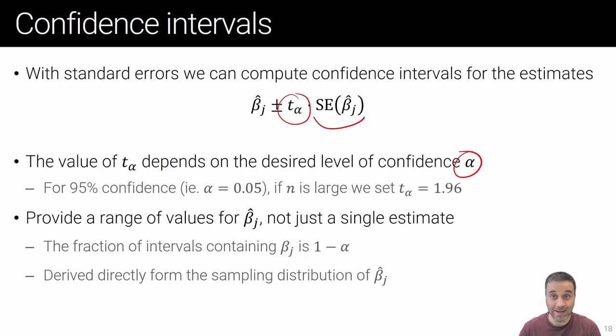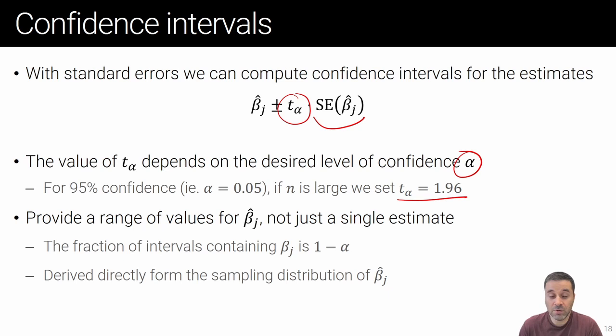So for example, if we want a 95% confidence interval, meaning alpha is just 0.05, then we do something like t equal 1.96 or 2. So that means a 95% confidence interval for this specific coefficient is going to go twice the standard error to the left and twice the standard error to the right. And there we have a quantification of how much variation is expected from this coefficient. And therefore, we provide a range of values for beta j. It's not just a single point estimate, it's a range of values.